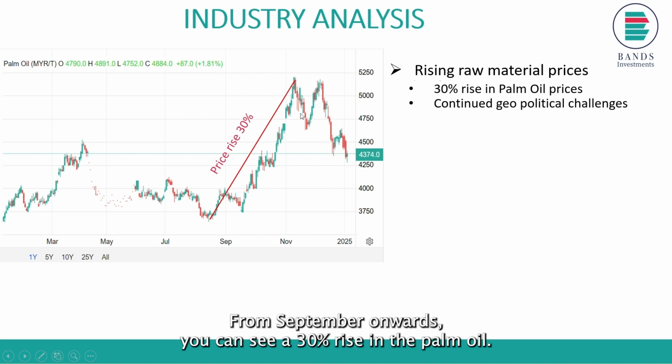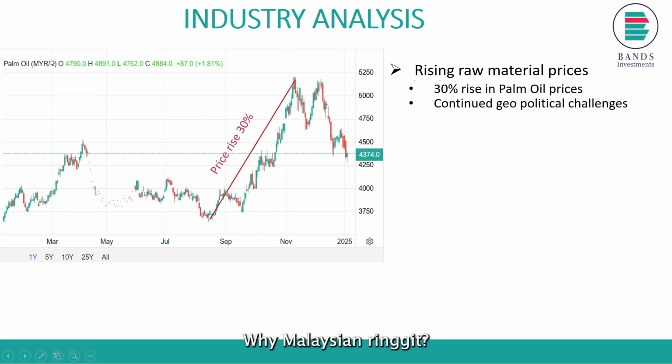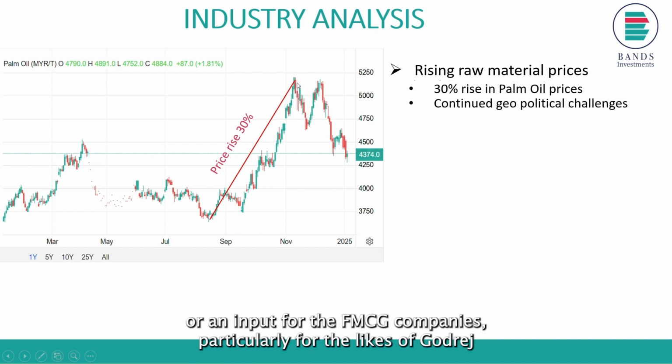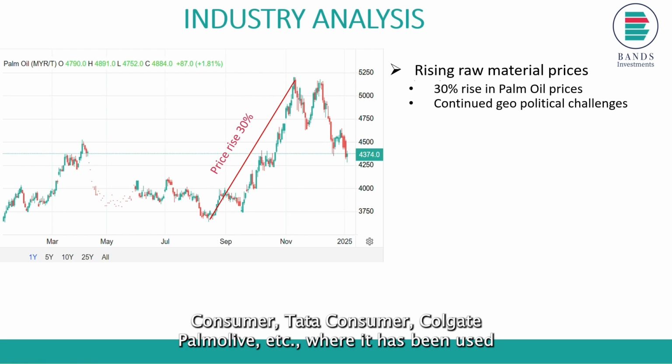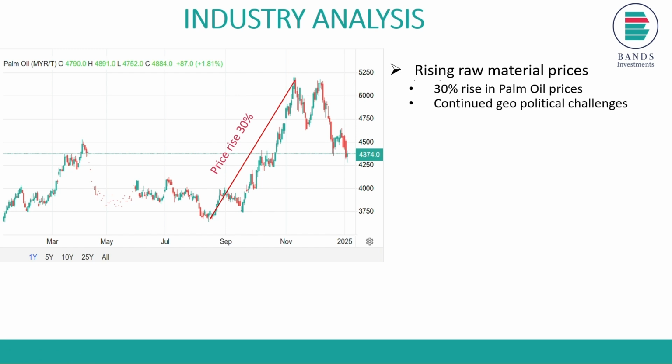You can see a 30% rise in the palm oil. This is denoted in Malaysian ringgits per ton of palm oil prices. Why Malaysian ringgit? I'll get to that later in the video. I think we've seen the price increase, and this, like I said, is an essential raw material or input for the FMCG companies, particularly for the likes of Godrej Consumer, Tata Consumer, Colgate Palmolive, etc., where it has been used for their personal goods and the consumable goods segment as well.